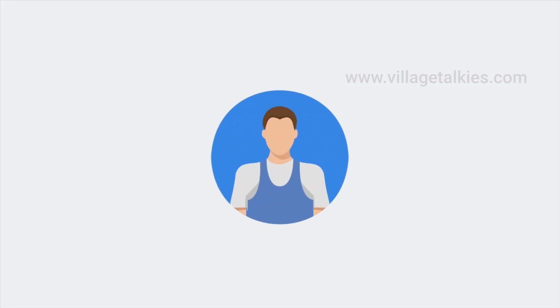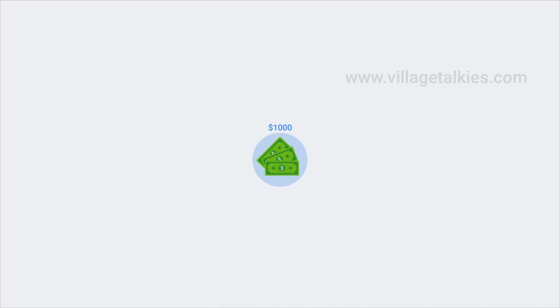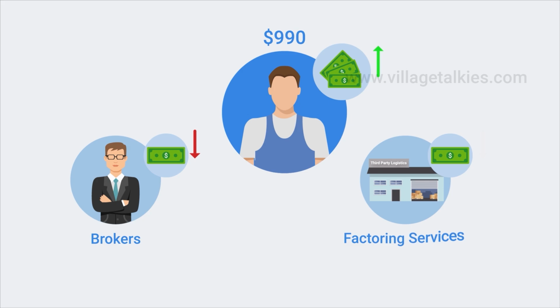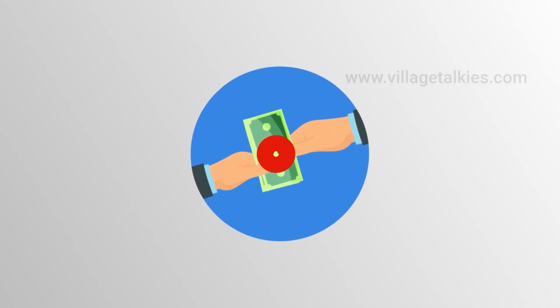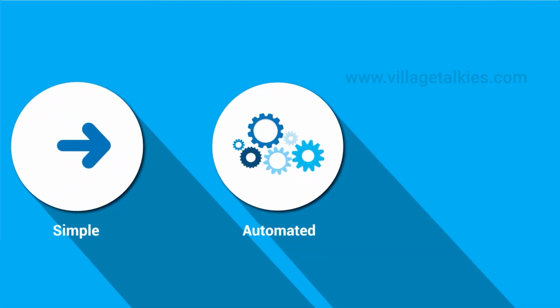Carriers will be charged a 1% payment processing fee and Stripe charge, but that's it. So on a $1,000 load, the carrier will pocket nearly $990, far more than they would get paid from a broker, and eliminating the need to factor your invoices. Lane Access does not take any margin from the freight payment. And that's it. Simple, automated, proactive.